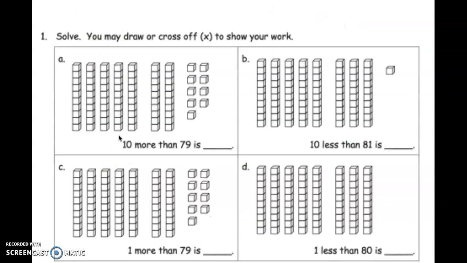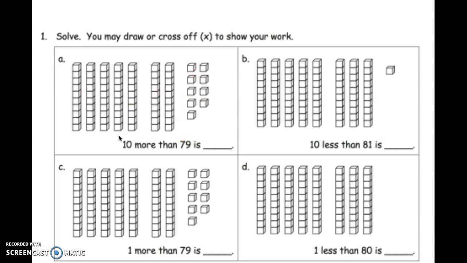All right, so the directions say solve, and you may draw or cross off, as in using an X, to show your work. So the idea is, it says 10 more than 79. Well, first off, let's verify that this is actually 79. So I see a 10, 20, 30, 40, 50, 60, 70. So I see 7 10s. So that gives me 70. And then I love the fact that they put these in 5 groups. 1, 2, 3, 4, 5, 6, 7, 8, 9. So we do indeed have 7 10s, 9 1s.